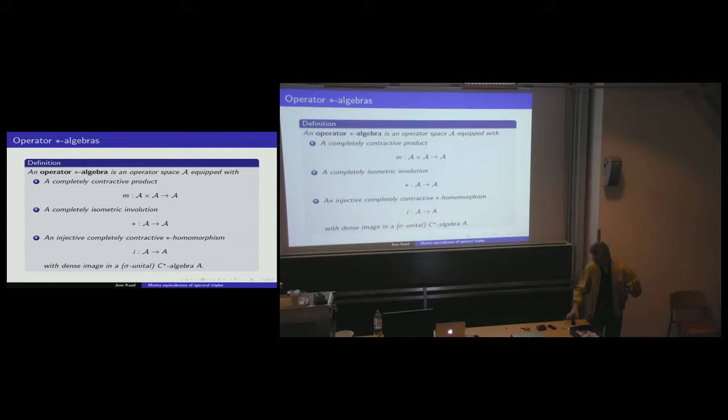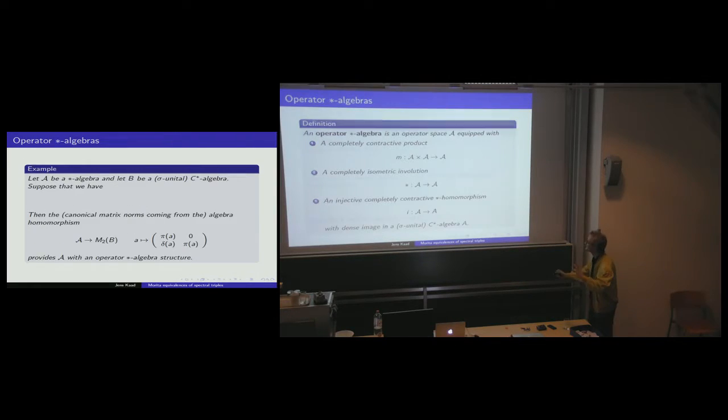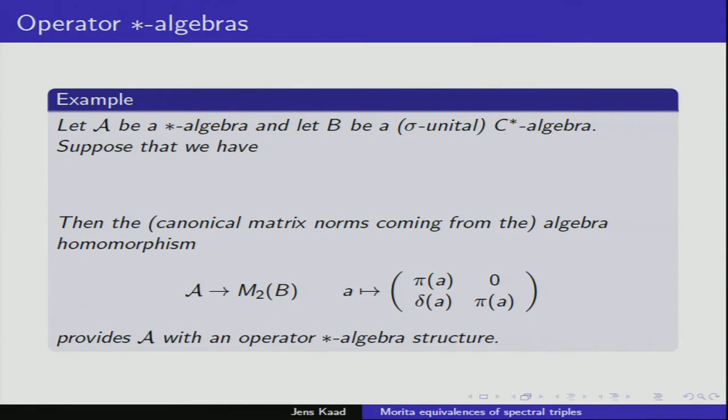Okay, so examples. First example is any C star algebra. Any sigma unital C star algebra is an operator star algebra, because I have a canonical matrix norm on n by n matrices over a C star algebra. There's a unique C star norm. When I equip these n by n matrices with this unique C star norm, I get an operator star algebra. But there are more examples, and these are truly geometric, at least from my point of view. So here's another very good class of examples. Now we start with just a star algebra.